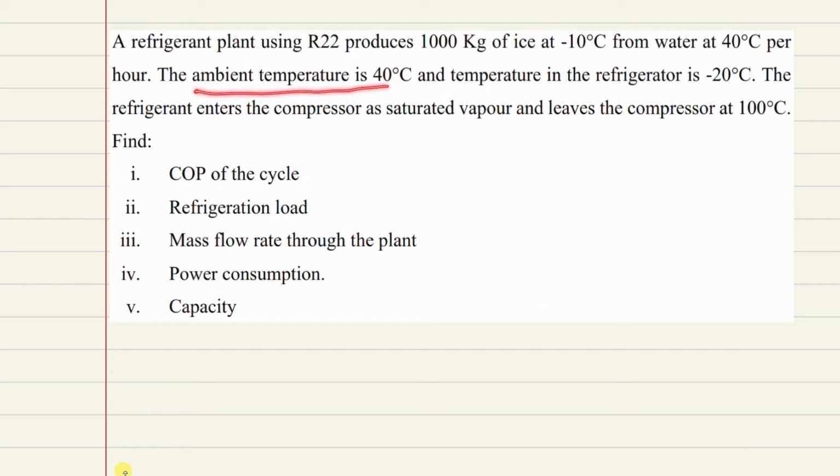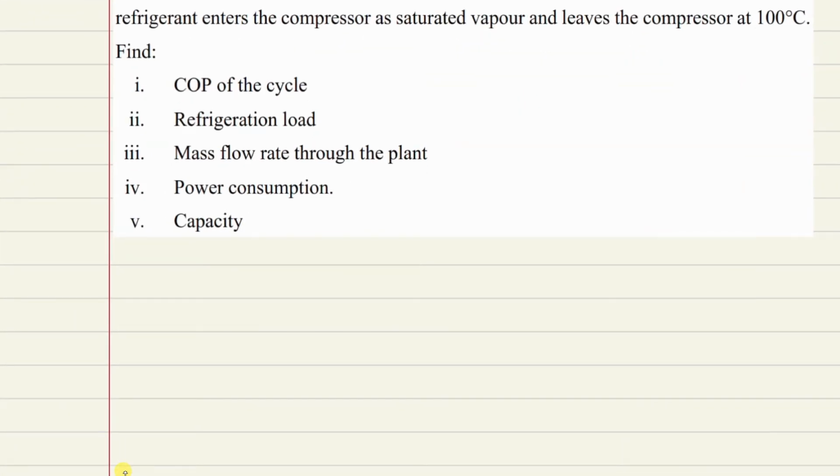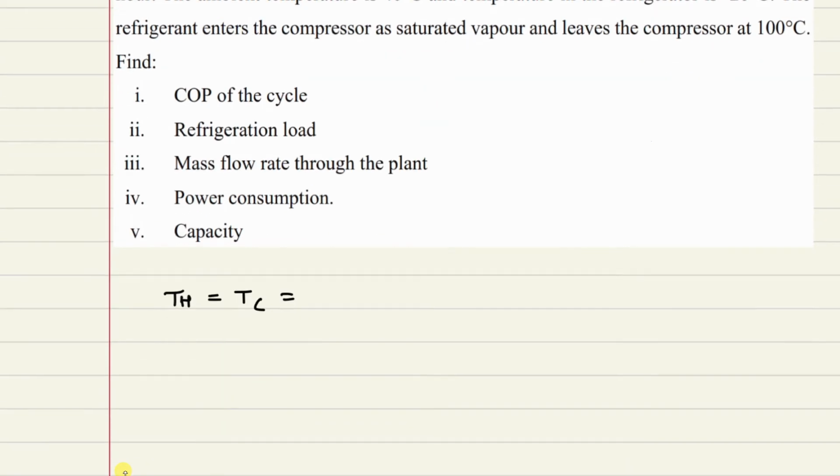The ambient temperature is 40 degrees Celsius and the temperature in the refrigerator is minus 20 degrees Celsius. So I'll write down the data. What is this ambient temperature? It will be T high. T high, it is also T condenser. That temperature is 40 degrees Celsius.